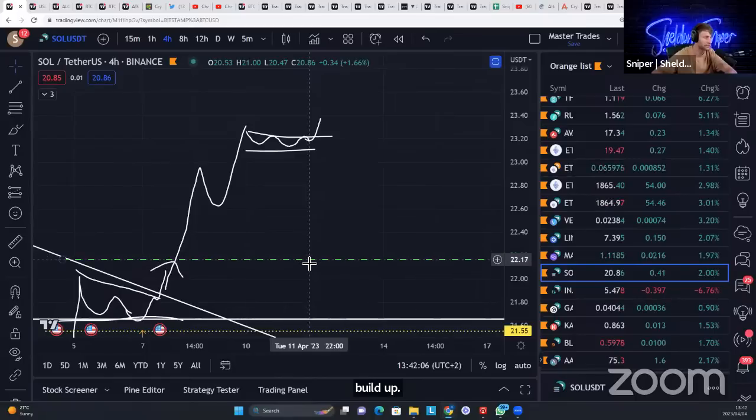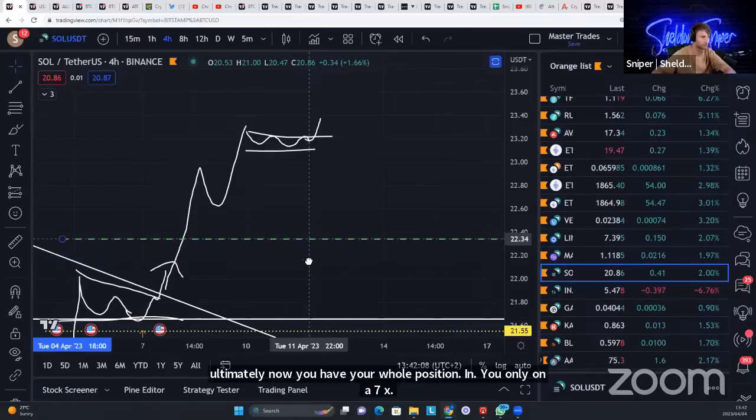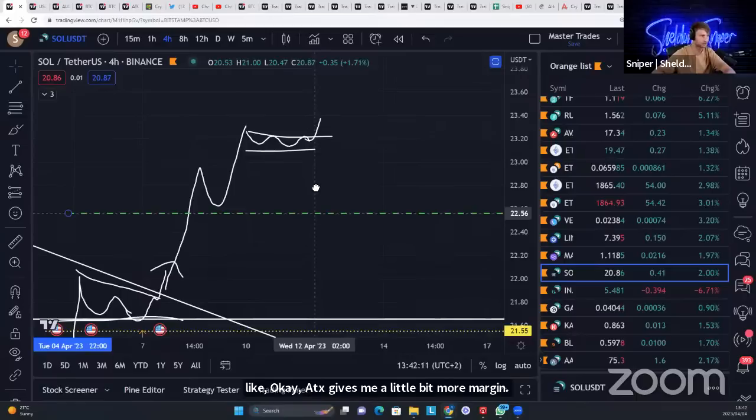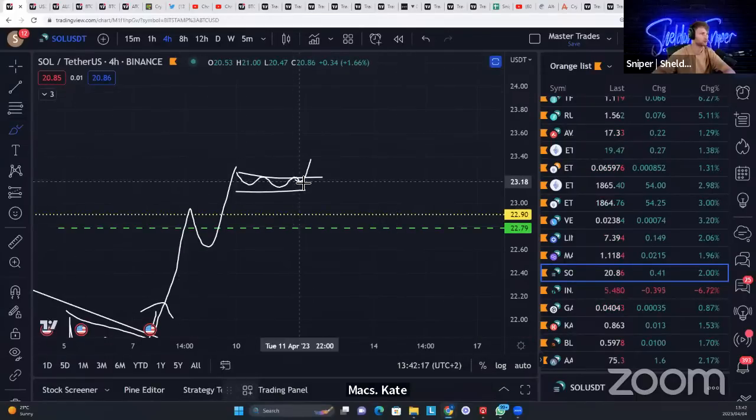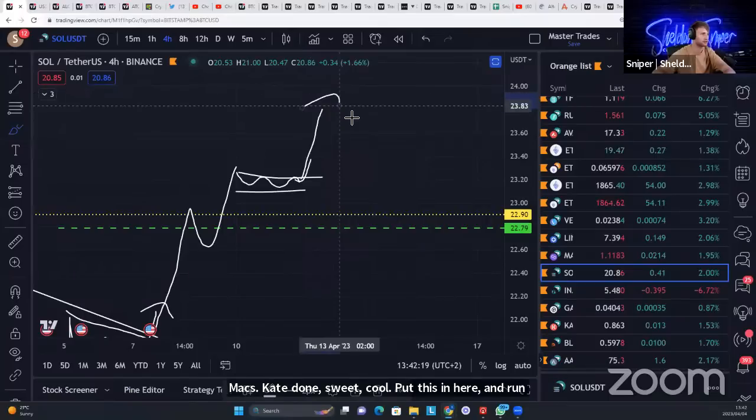You're like, okay, 8x gives me a little bit more margin. I buy up on the 8x. Okay, 9x, I buy up. Okay, 10x, buy up. Okay, max. Okay, done. Sweet, cool. Put this in here and ride the last wave up because that's your max position in, and that's the last trade that you need.